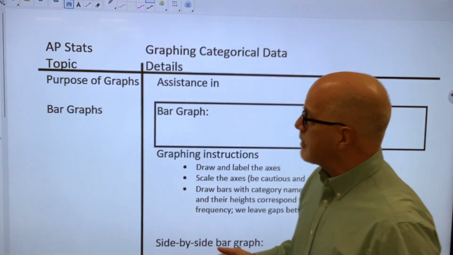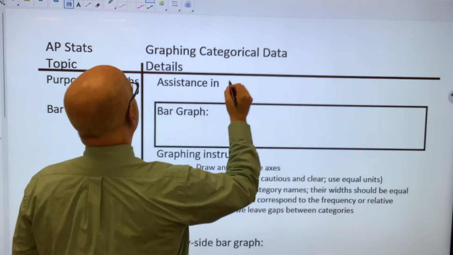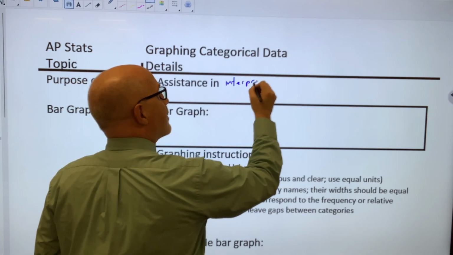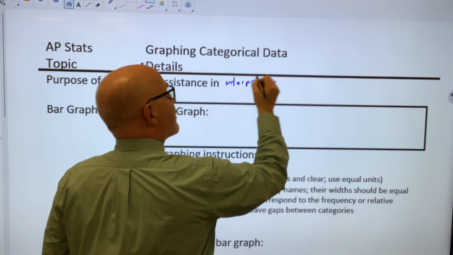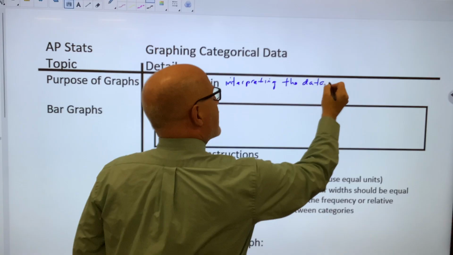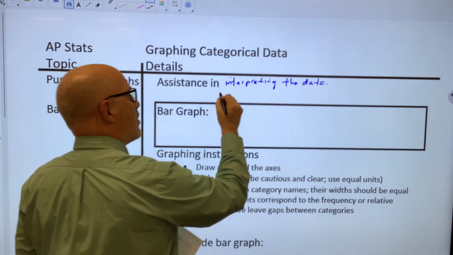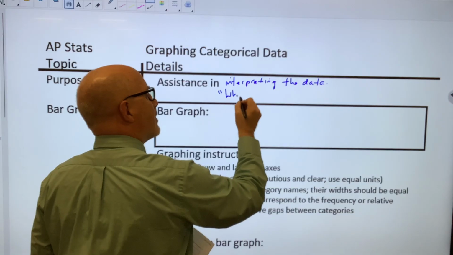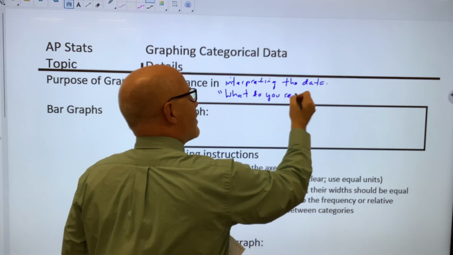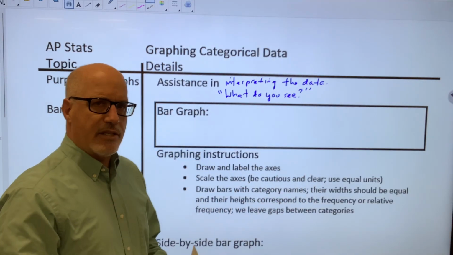So the purpose of our graphs is assistance in interpreting the data. What the data helps us to do is, you want to ask the question when you see the data: what do you see? What impressions does it give? What understanding does it lead to?